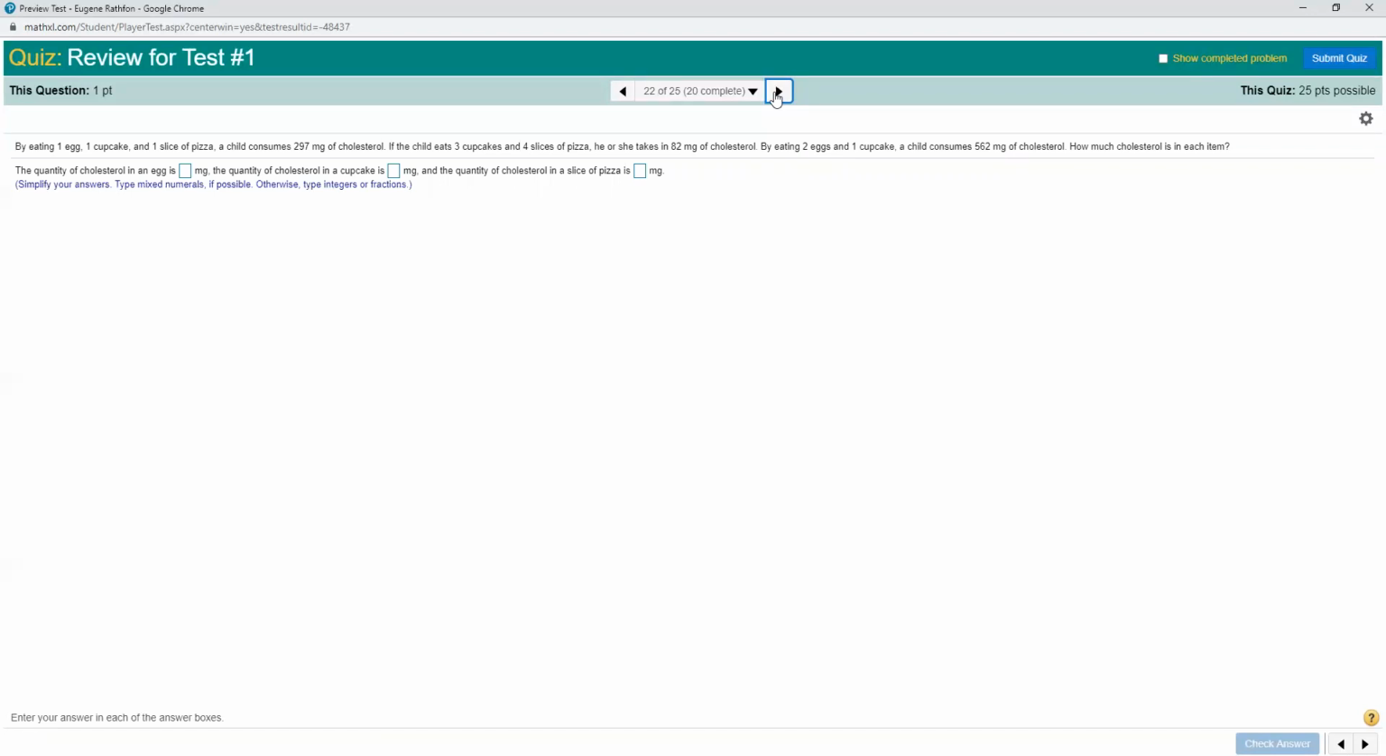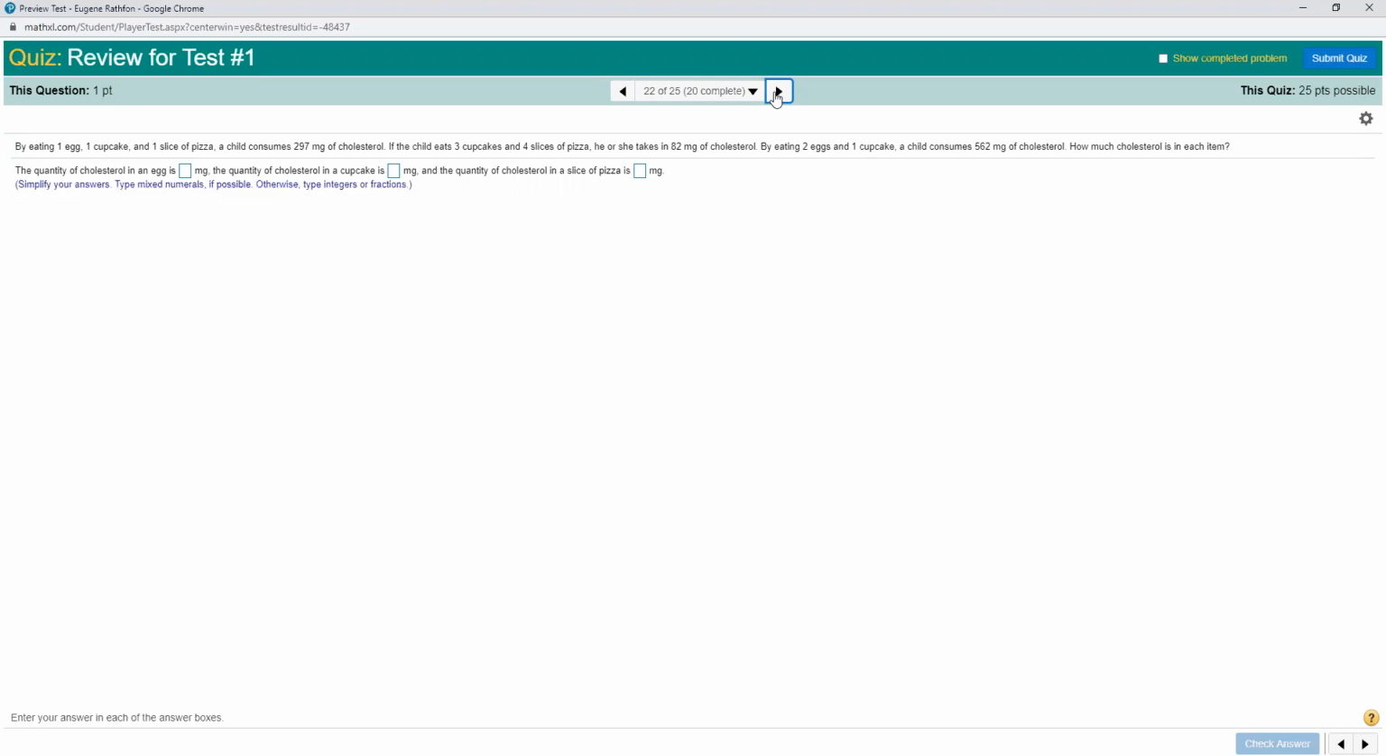All right, so believe it or not, this is the same kind of problem. The only difference, we've got to figure out our equations. Okay, so let's see, we've got 1 egg, 1 cupcake, 1 pizza. 1 egg, 1 cupcake, 1 pizza equal 297 milligrams of cholesterol.